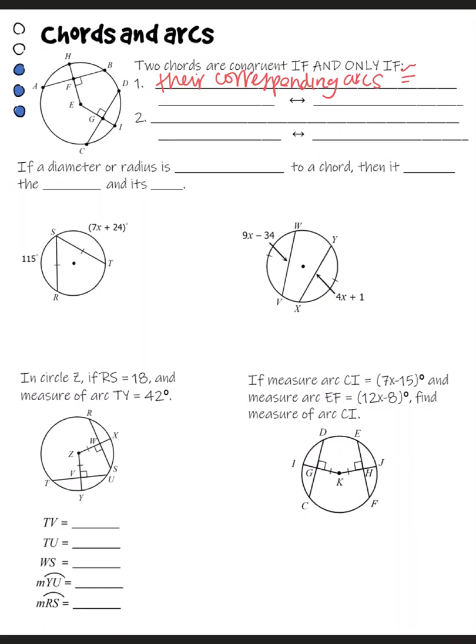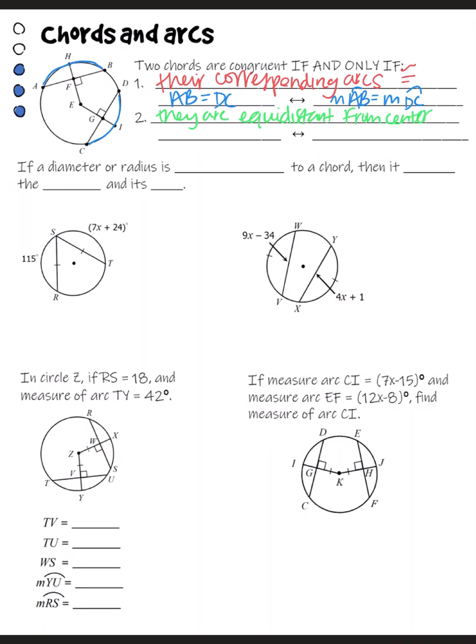So we've got our two chords here, AB and DC, and these are congruent if and only if their corresponding arcs are congruent. So we're talking about corresponding arc AB and corresponding arc DC. So the length of those are congruent as well as the measure of those. Also has to be true is they are equidistant. Remember, same distance. That's all that means from the center.